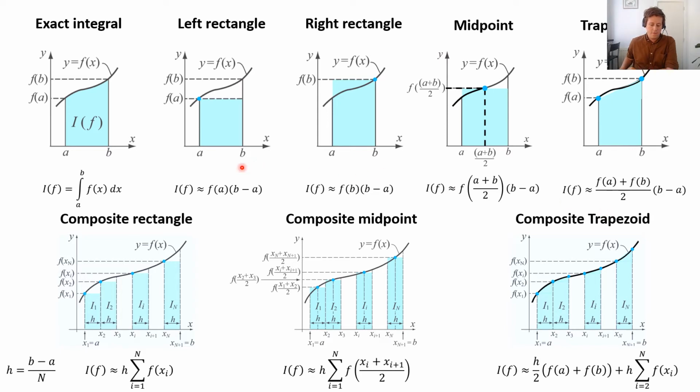Also, for each of these methods, if we're not satisfied with the accuracy that we attain over the full interval, we can try to increase the accuracy by splitting up the total interval into smaller and smaller subintervals and then summing up the individual areas of these subintervals. And this led us to the composite rectangle rule, the composite midpoint rule, and the composite trapezoid rule. These formulas look somewhat complicated, but we've already seen that it's not so hard to implement them.